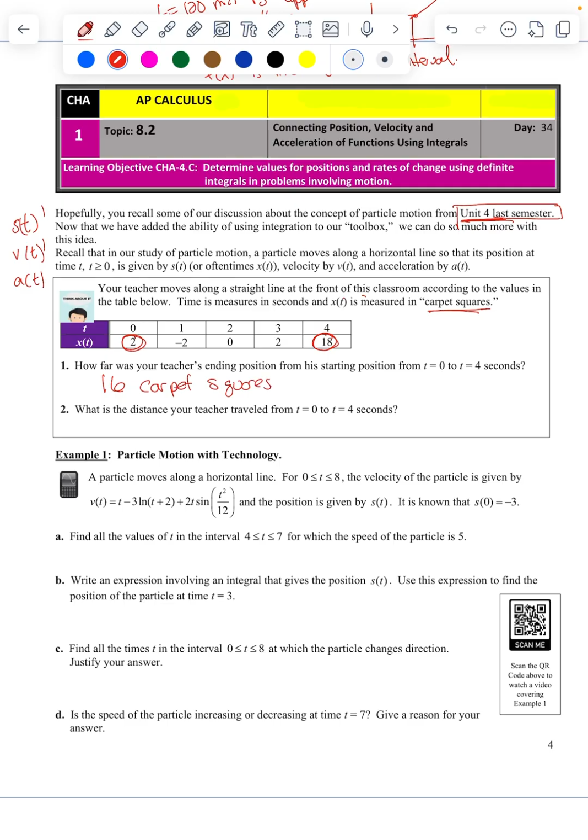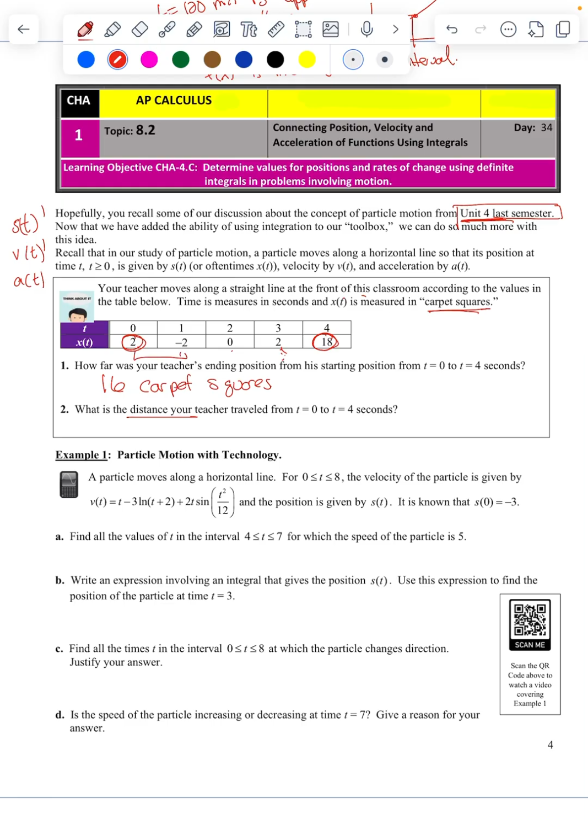What is the distance your teacher traveled? So total distance. Well, first, he moved 2, right? And then minus 2 means that he moved backwards 2. Here, at this time, he didn't move anything. And then from t equals 0 to t equals 4, right? And then here, between 2 and 18, he moved 16.